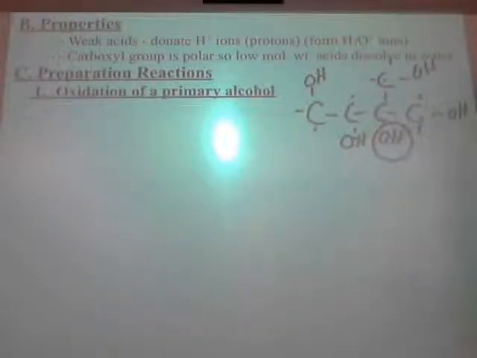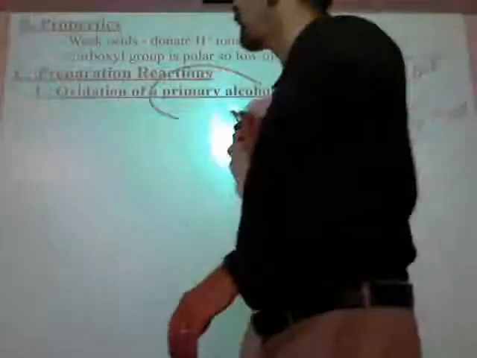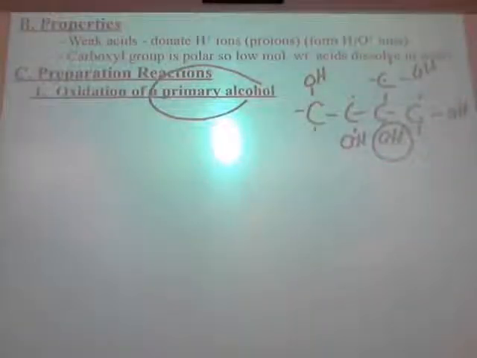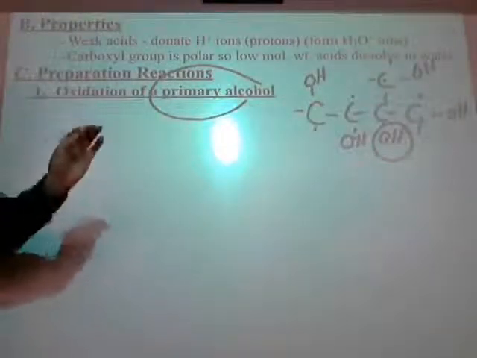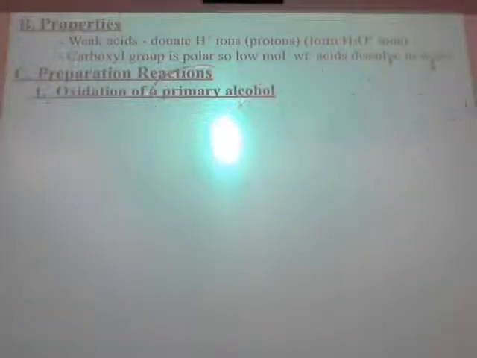Having said that, it has to be a primary alcohol for this to work, because that carboxyl group has to go on the end of the carbon chain. So let's do that.